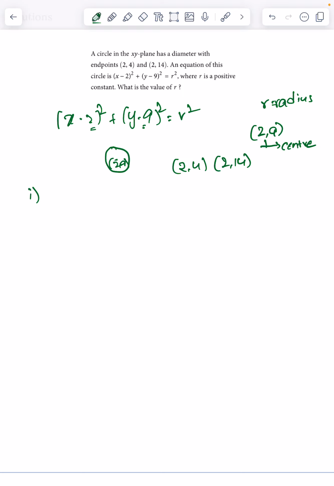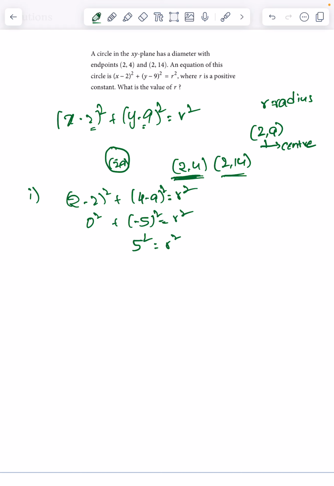The first way is just substituting one of the points in the circle equation. I will consider (2, 4). So (2 minus 2) whole square plus (4 minus 9) whole square is r square. I'm just substituting (2, 4) in the circle equation. This becomes 0 square plus (minus 5) whole square is r square. Minus 5 whole square is nothing but 5 square, which is r square. So our radius is 5.